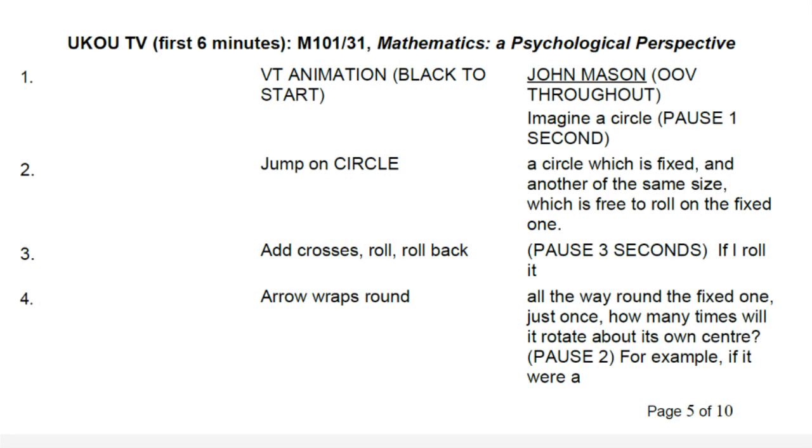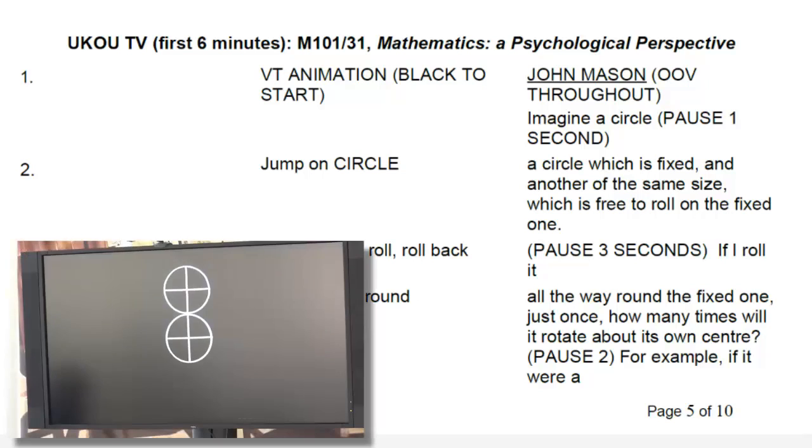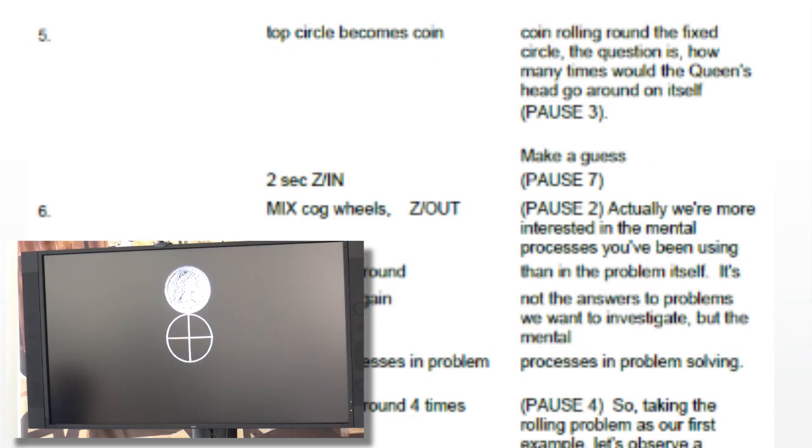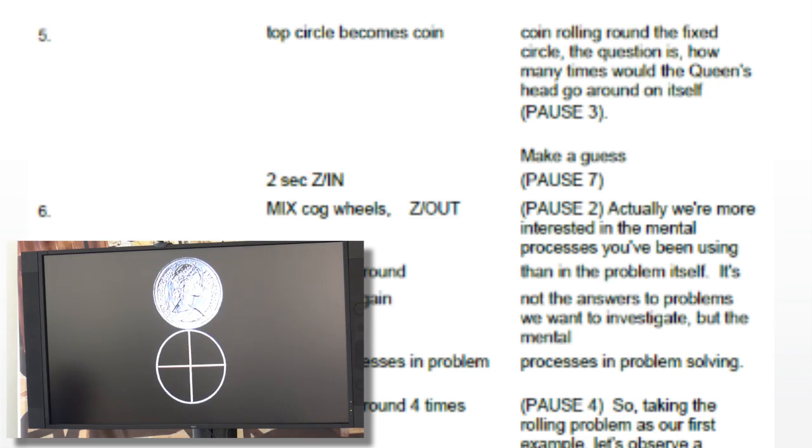Imagine a circle. A circle which is fixed, and another one of the same size, which is free to roll on the fixed one. If I roll it all the way around the fixed one, just once, how many times will it rotate about its own center? For example, if it were a coin rolling around the fixed circle, the question is, how many times would the Queen's head go around on itself? Make a guess.